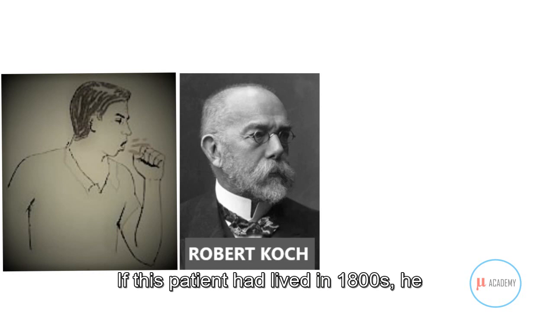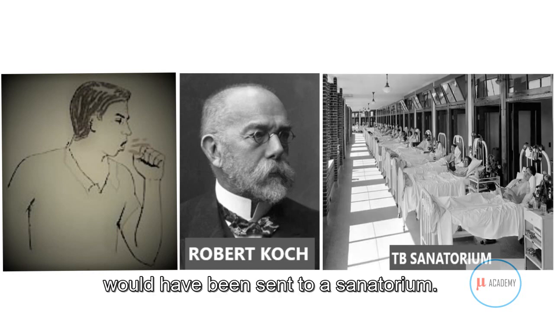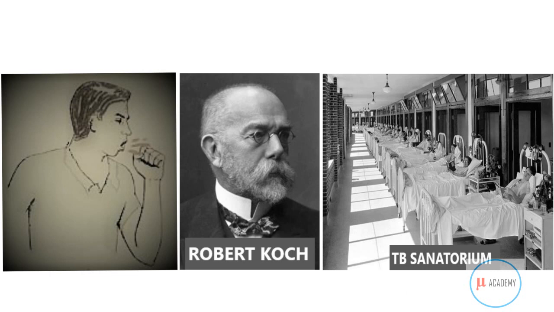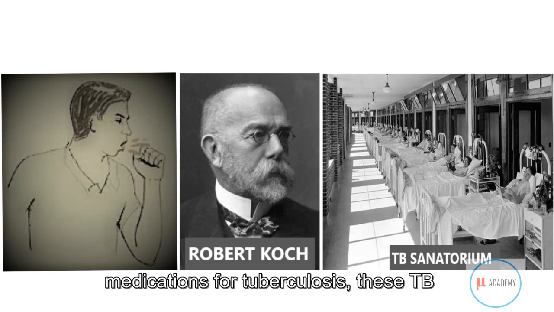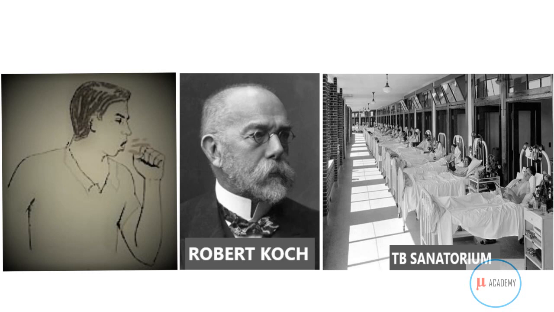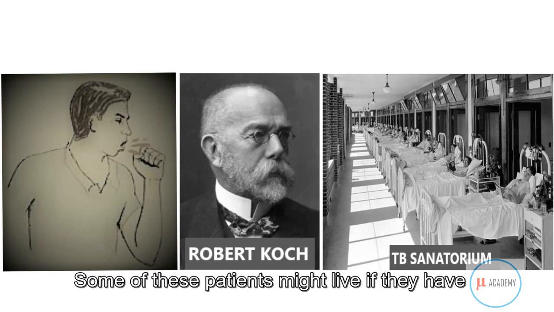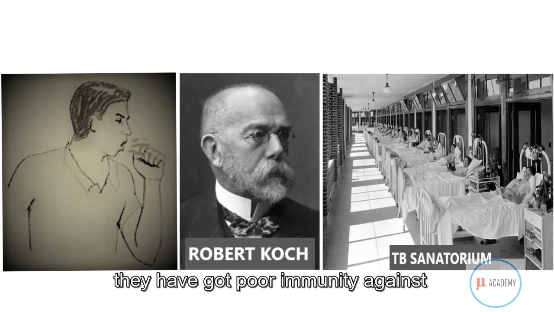If this patient lived in 1800s, he would have been sent to a sanatorium. TB sanatorium is a place where all the patients with tuberculosis were sent to, and as they did not have any proper medications for tuberculosis, these TB patients were given nutritious food, good air, good water, and good nursing, etc. Some of these patients might live if they have good immunity. Most of them might die if they have got poor immunity against tuberculosis.